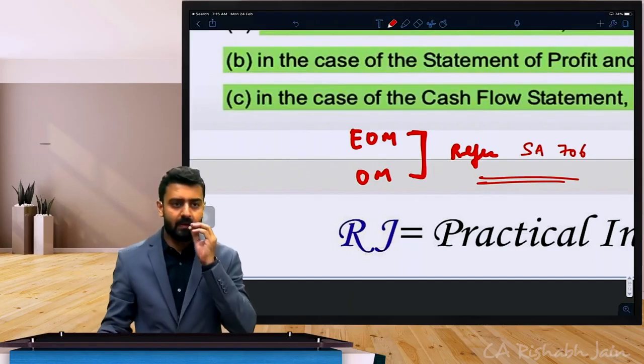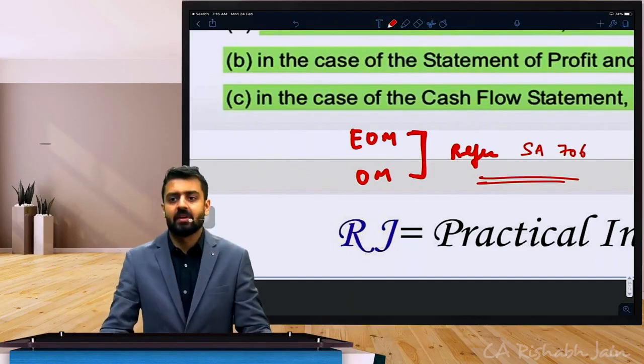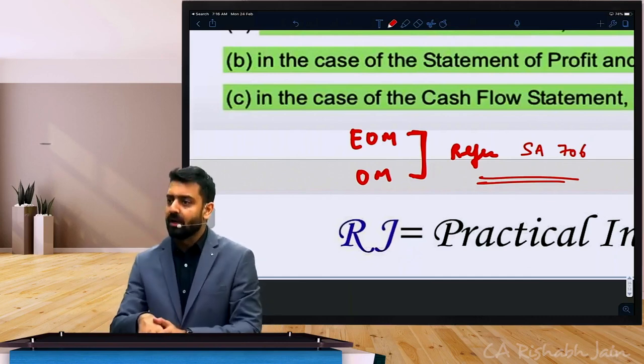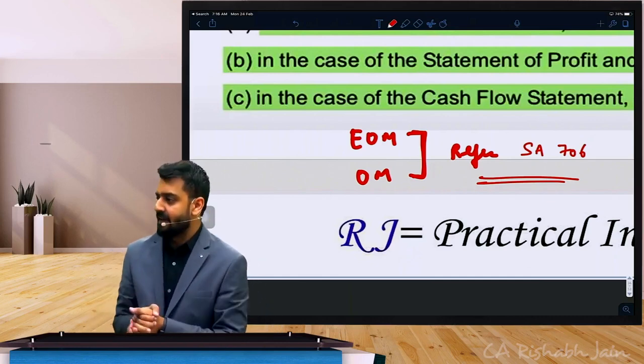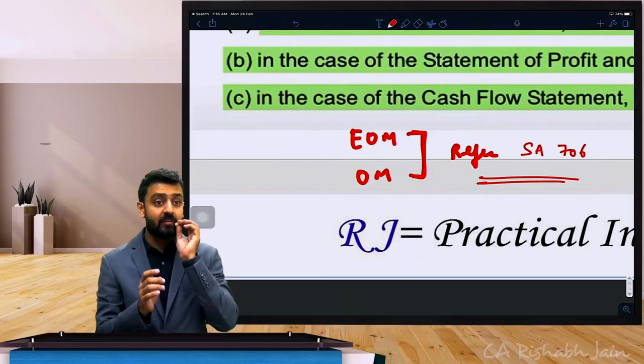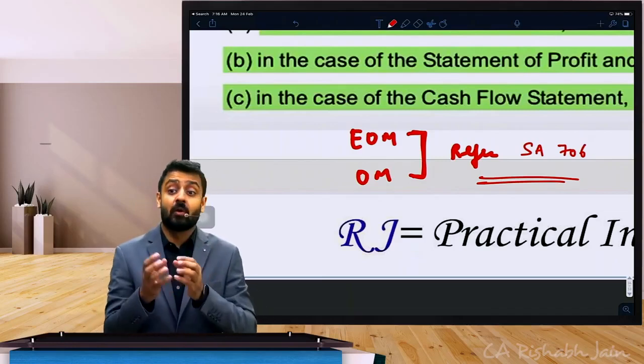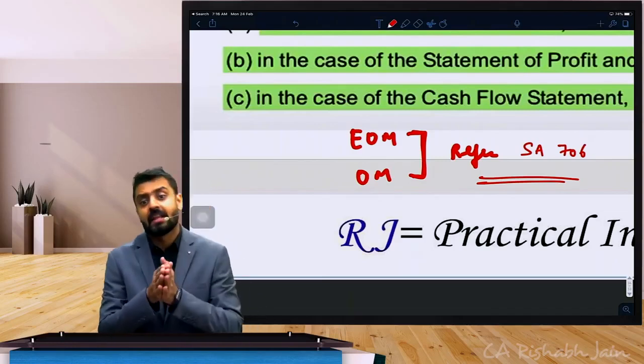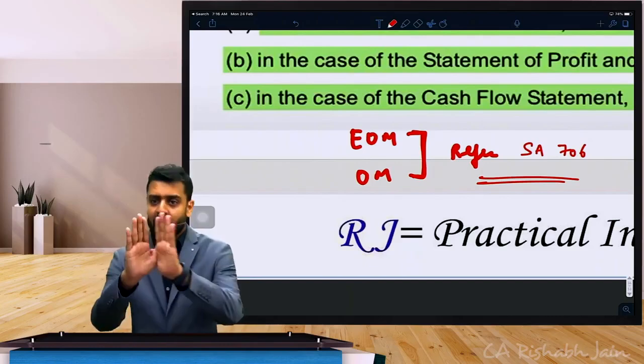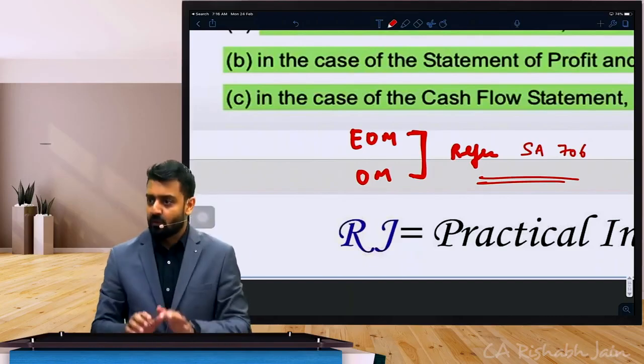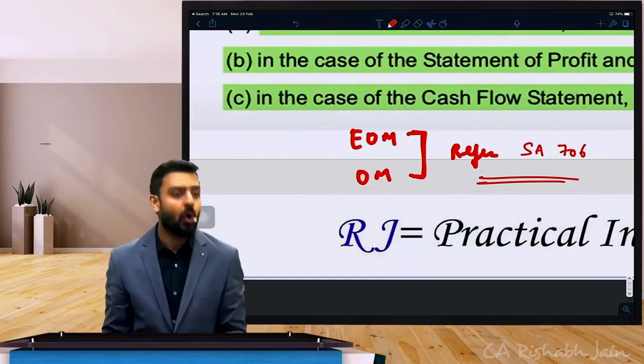Refer SA 706. We'll discuss them both in detail when we go to SA 706. Rather, don't worry about this in the revised format. We need to also understand what is key audit matter paragraph. That will be an additional paragraph. Right now, these two paragraphs will come generally after your opinion paragraph.